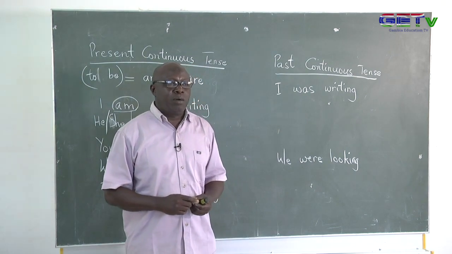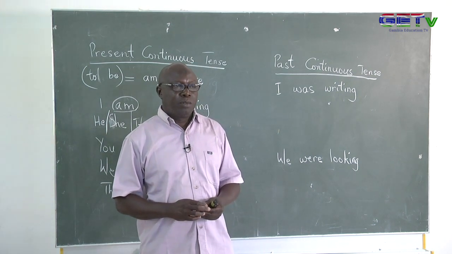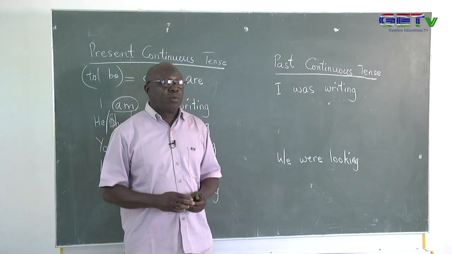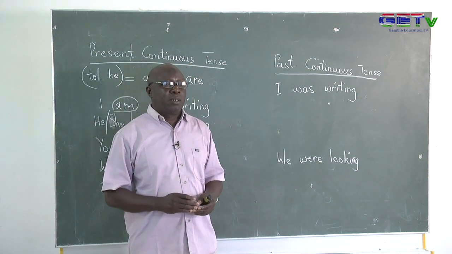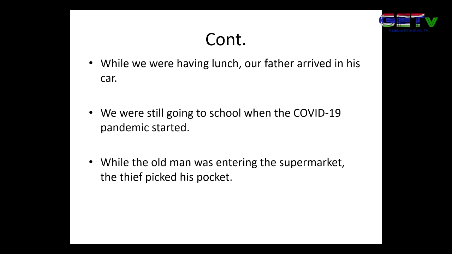Okay? While the old man was entering the supermarket, the thief picked his pocket. That's a very common thing. At car parks, when people are struggling to board vehicles, there are some other people who struggle to get what you have in your pocket. So this old man was entering the supermarket, and there was a thief around, maybe studying him, and picked his pocket. So the picking of the pocket happened in the past. The entering of the supermarket was still going on at that time.